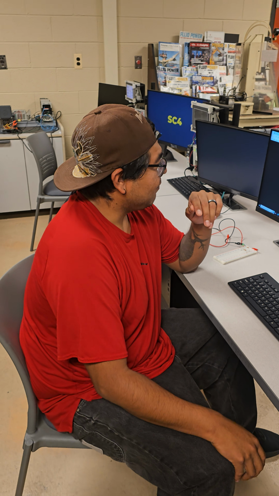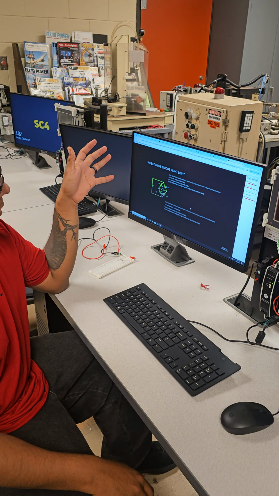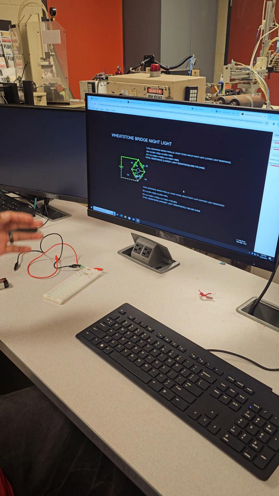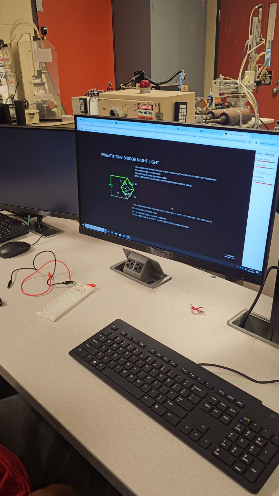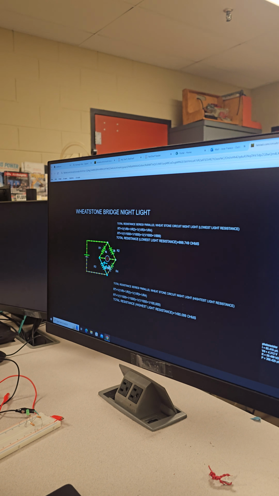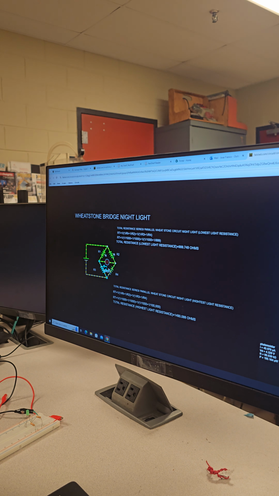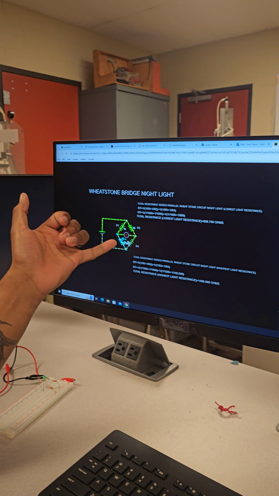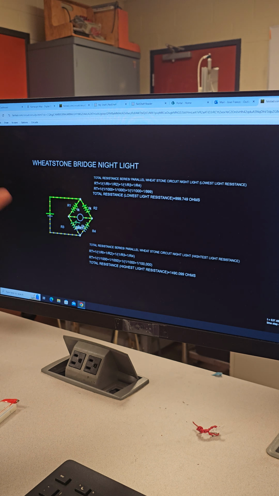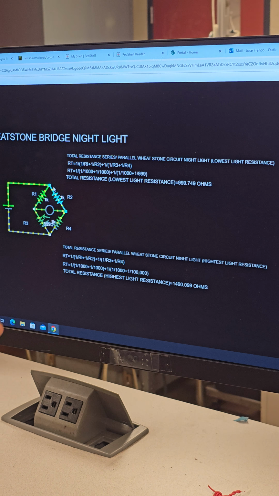Today we are going to be showing you the Falstad circuit simulation and the practical side of a Wheatstone bridge nightlight. Right here I have it demonstrated, as you can clearly see. As you scroll, this is the photoresistor right here. You scroll side to side, it'll activate and deactivate the LED.